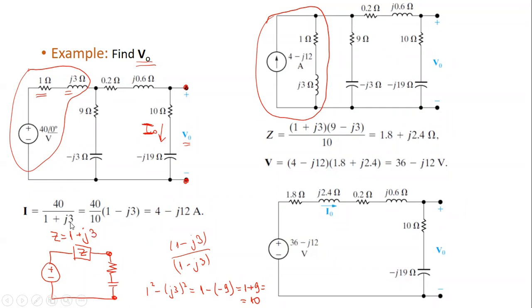If you do this division operation, we will have the current value as 4 minus J12 ampere. And here it is, 4 minus J12 ampere. So the first step that we did was to change this voltage source in series with impedance into a current source in parallel with the same impedance. Is it clear, please?